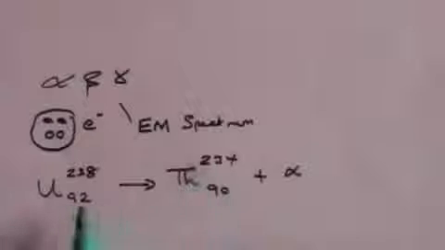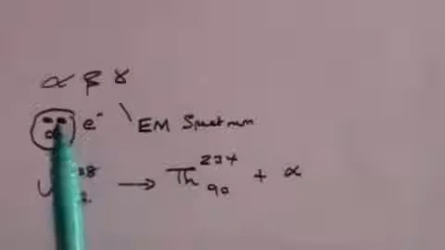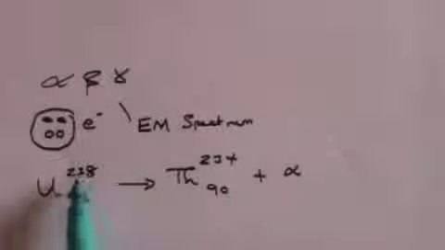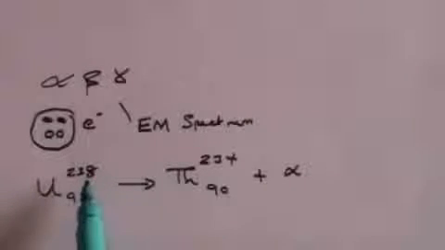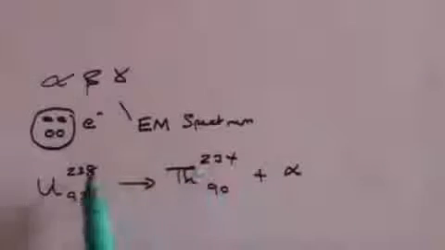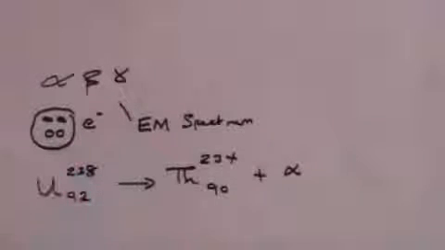And if you notice, the uranium had 92 protons, thorium has only 90, because the other two are in the alpha particle. Uranium had 238 nucleons, that's protons and neutrons, whereas thorium has only 234. The difference is 4 because there are 4 nucleons in the alpha particle.